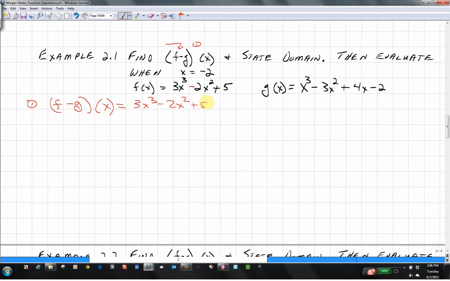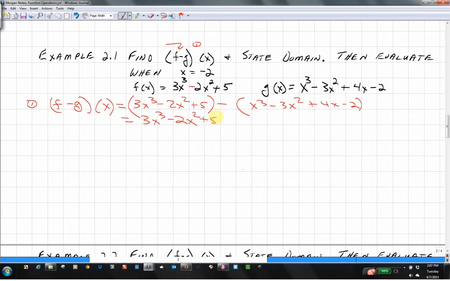And it tells me to subtract g, so the entire g function is subtracted. So the whole thing, that's x cubed minus 3x squared plus 4x minus 2. Okay, so I have to be careful there because I'm going to change the sign on everything. So that's equal to 3x cubed minus 2x squared plus 5.